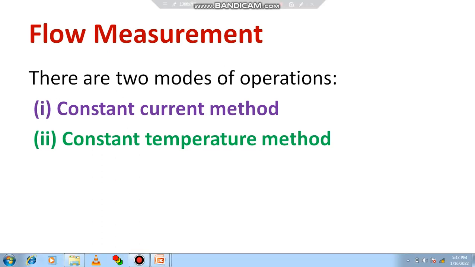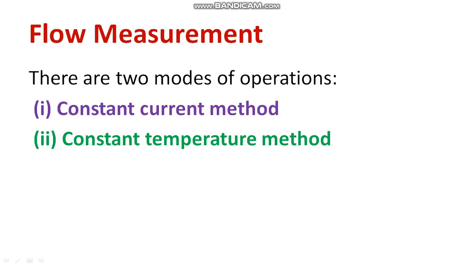However, there are two modes of operation in a hot wire anemometer. What are the two modes of operation? Can you please tell me? Yes, there are two modes of operation. The first one is known as the constant current method and the other one is known as the constant temperature method.